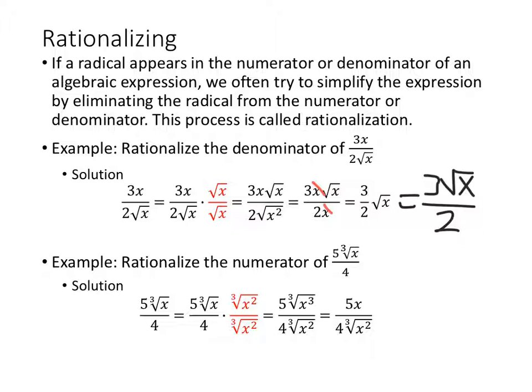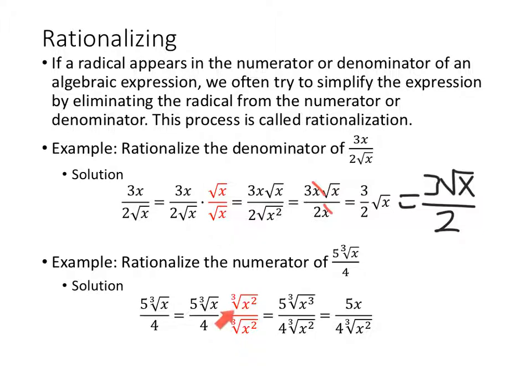Now let's rationalize the numerator of this expression, 5 cube root of x over 4. So I'm going to multiply appropriately so my numerator no longer has a radical. Remember, a cube root takes groups of 3. Currently, I only have 1 x under the cube root, so I need 2 more to make a group of 3. So I'm going to multiply my numerator by the cube root of x squared, so I have to multiply my denominator by the same thing.